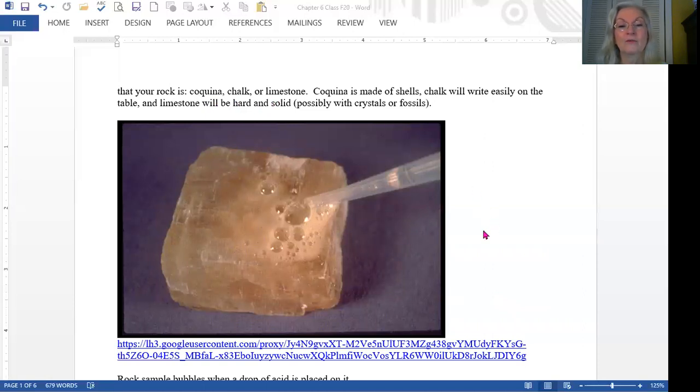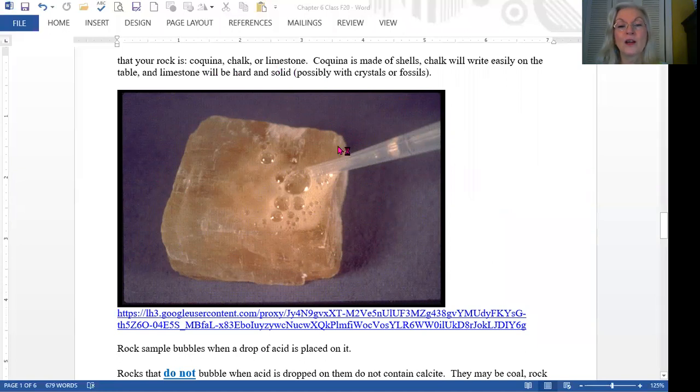Here's a really nice photograph showing you a little pipette where a drop of acid has been placed on this sample, and we see all the little bubbles.